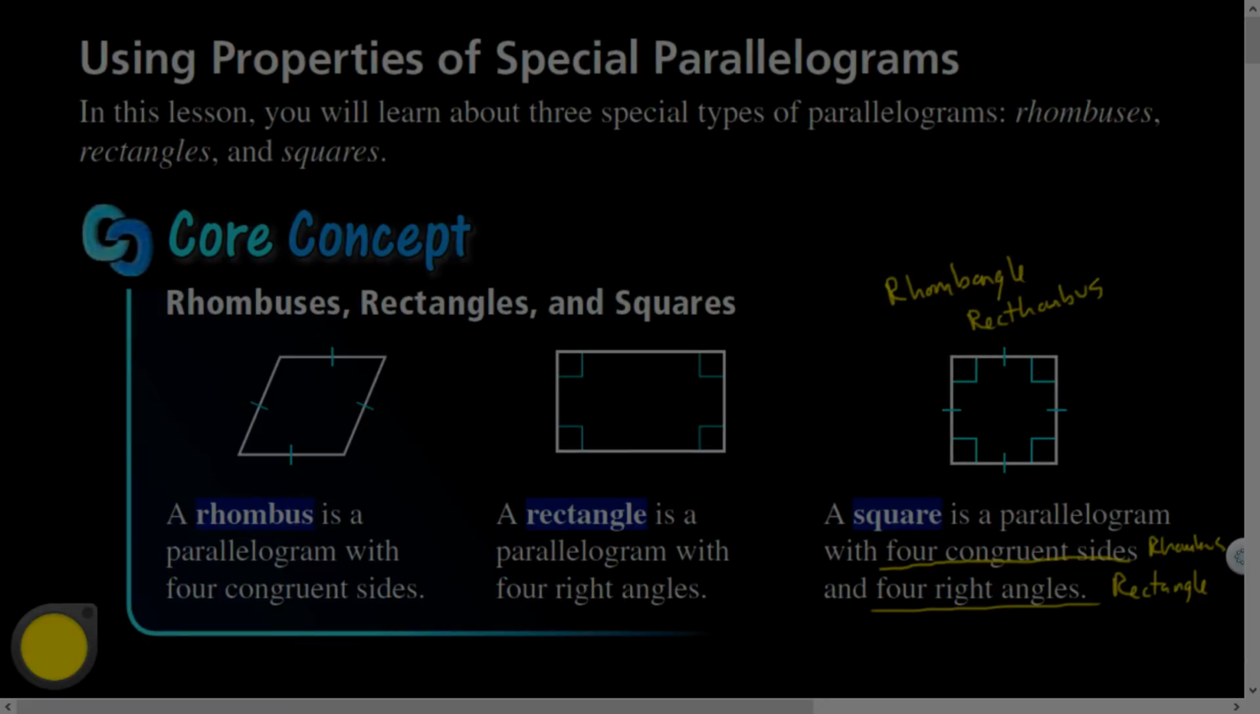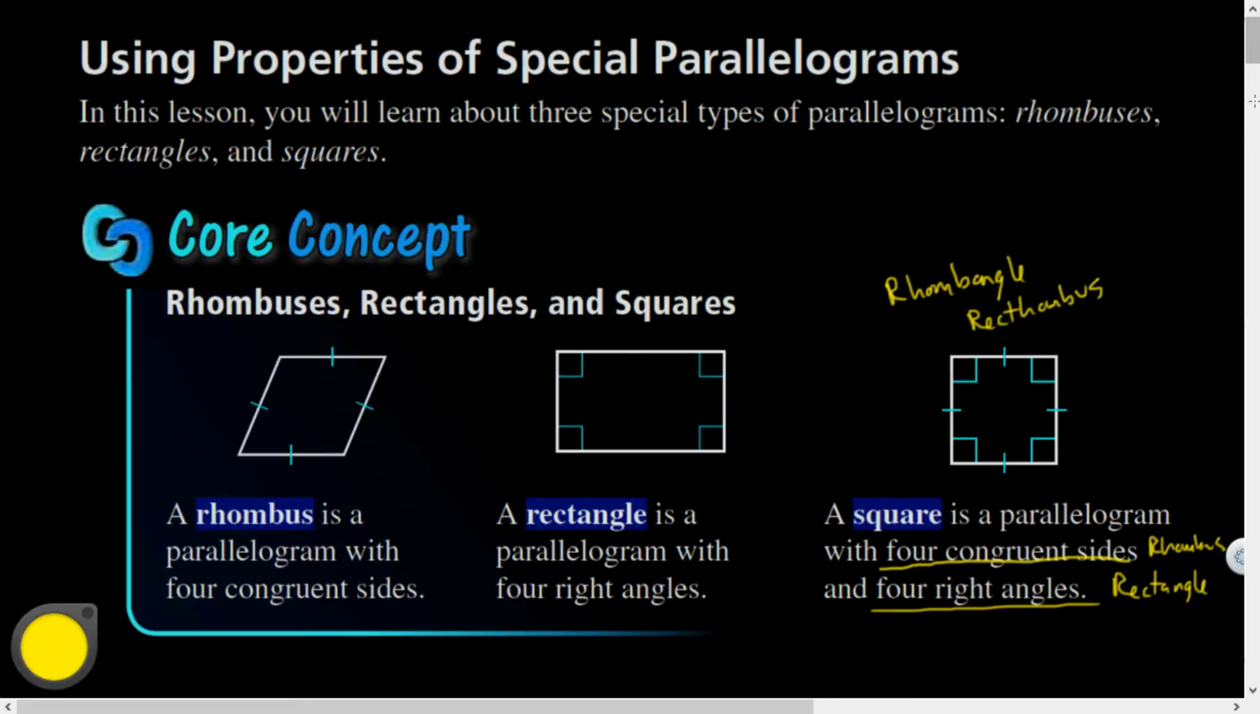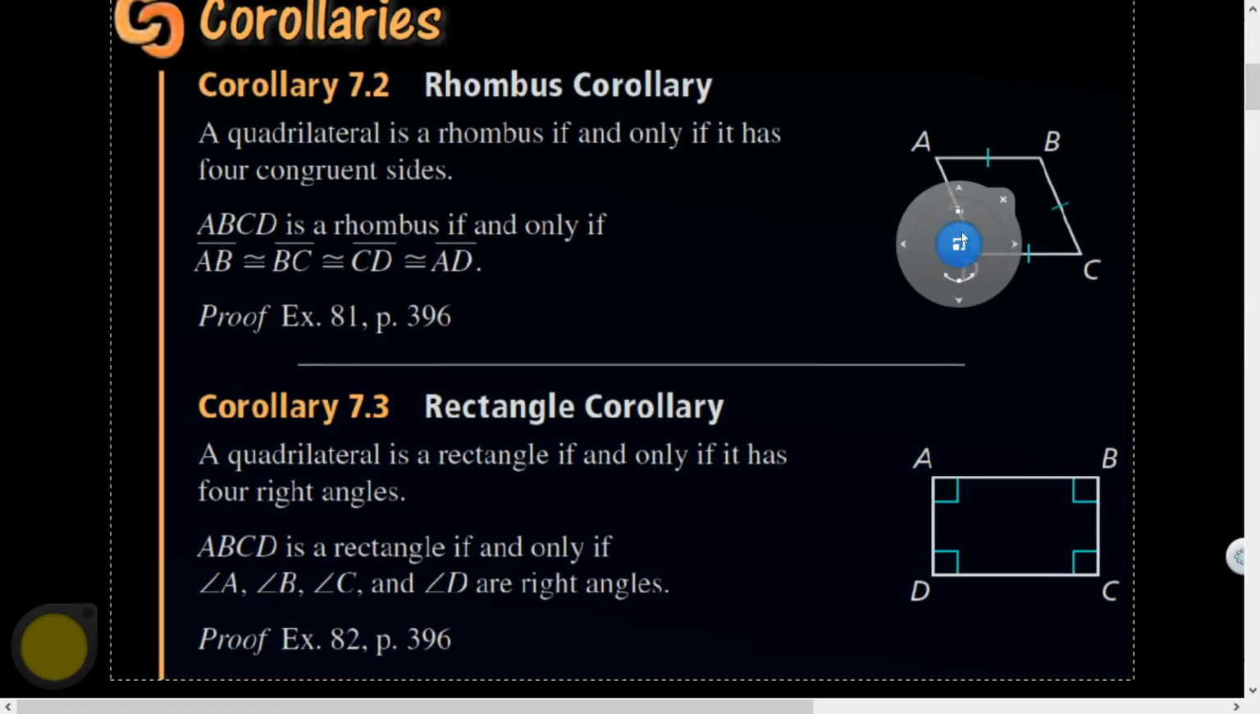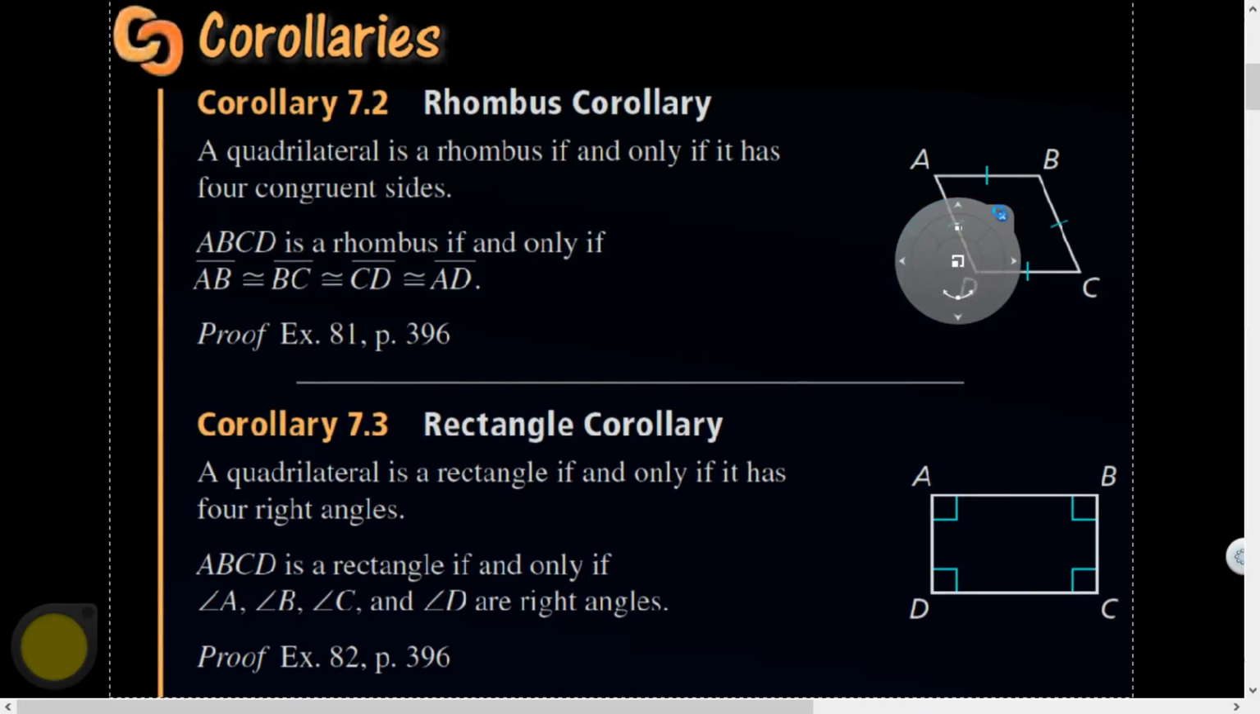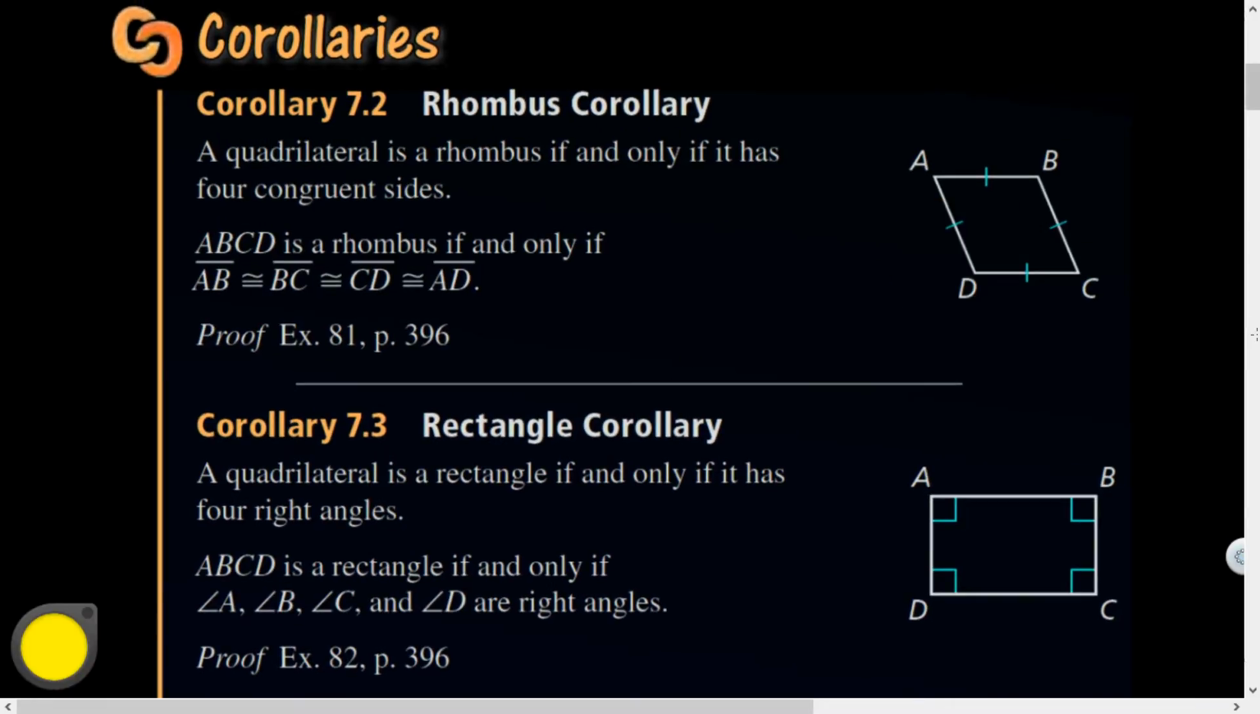All right, so these are some interesting parallelograms. So here we go. Here's some corollaries for us. Because these are subsets of parallelograms, they've got some additional properties. Like, here we go. The rhombus corollary. A quadrilateral is a rhombus if and only if it has 4 congruent sides. All right, there you go. That's kind of like just the definition of a rhombus, it feels.